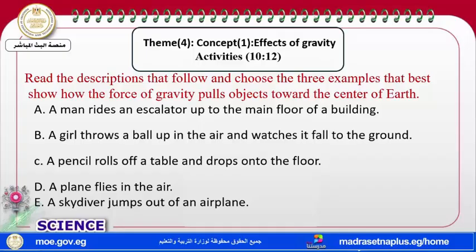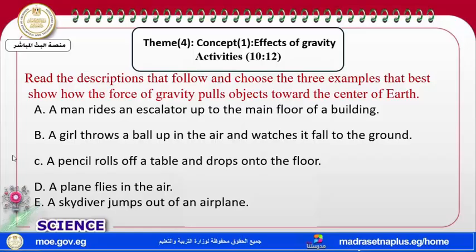Let's move to another one. Read the descriptions that follow and choose three examples which best show how the force of gravity pulls objects toward the center of the earth. A man rides an escalator up to the main floor. Is there gravity or is it against gravity? It's against gravity. Gravity moves it down, but now he moves it up.